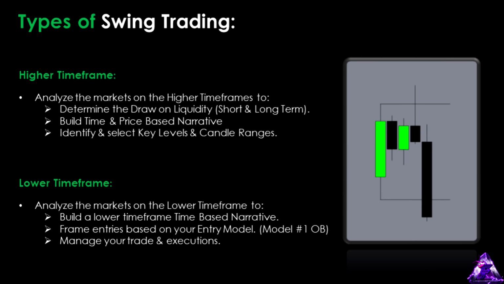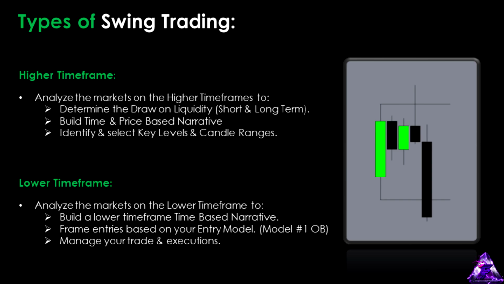Now, moving on to the lower timeframes. On the lower timeframes, your first task is to build a narrative that aligns with your entry model. This means you'll be framing your entries based on the model you're using, whether that's a turtle soup entry or an order block entry model. After that, lower timeframes are used for managing trades and execution.